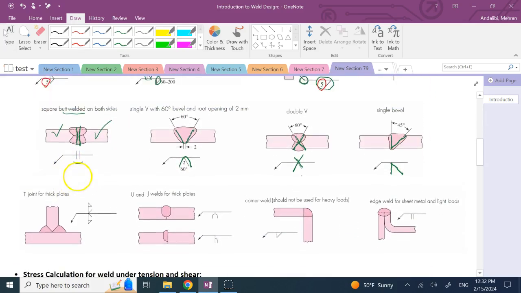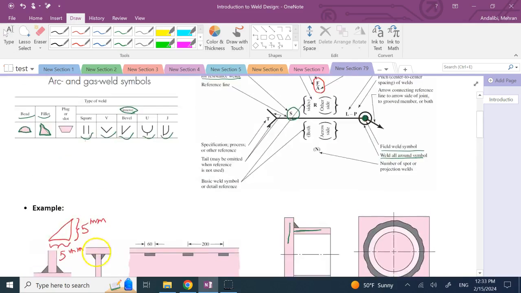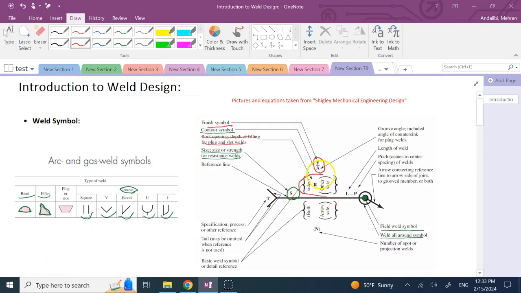For instance, if you look at this example, you say this double V groove should be at angle 60 degrees. This V groove is 60 at above, and the root opening, the bottom of it, should be 2 millimeters. Here you have not specified any value for this square groove. Here for this kind of bevel groove, you say the angle should be 45 degrees. So specifications for the groove will be right next to the shape of the groove, and the size of it will be behind it. Okay?